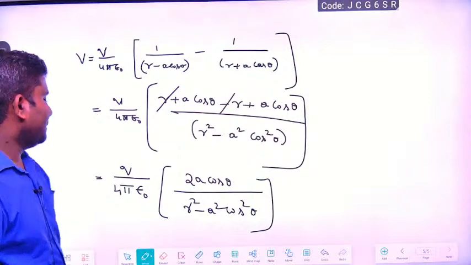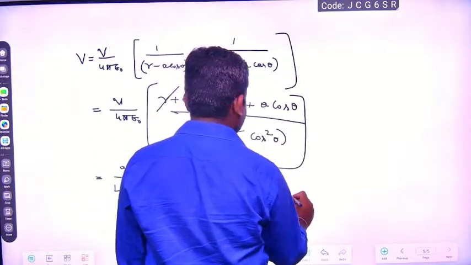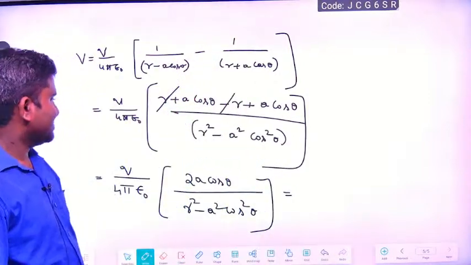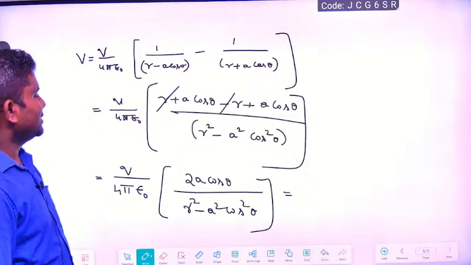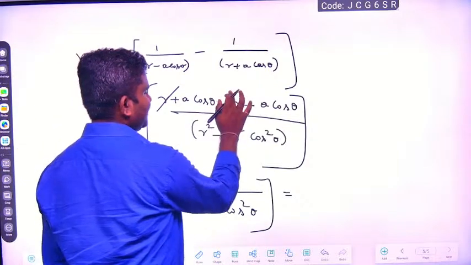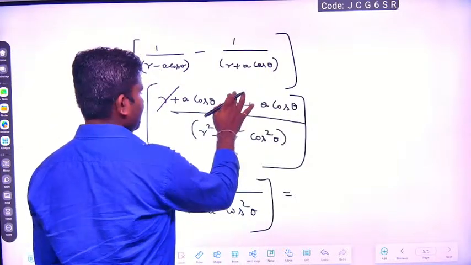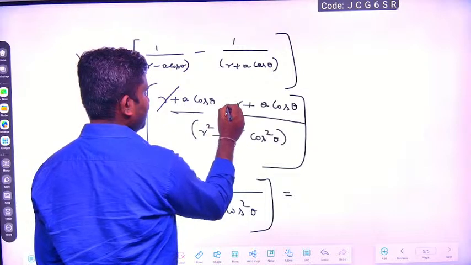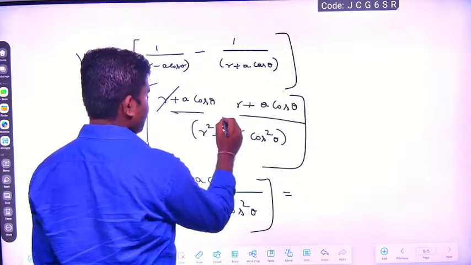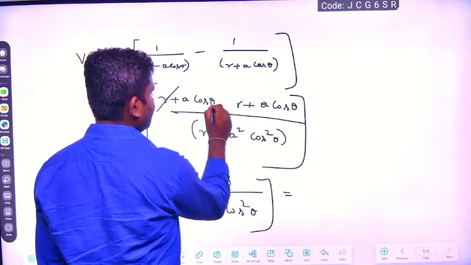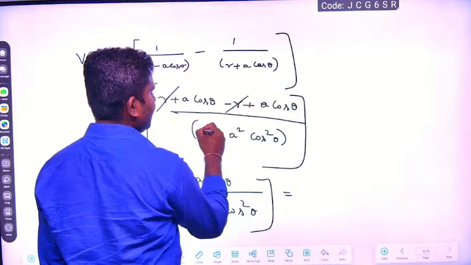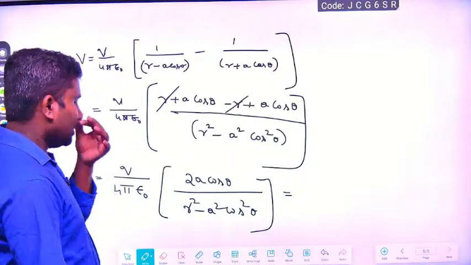Understood? Now, this is not minus. This is R only I am cancelling. So it is cos theta, and minus R cancelling R.